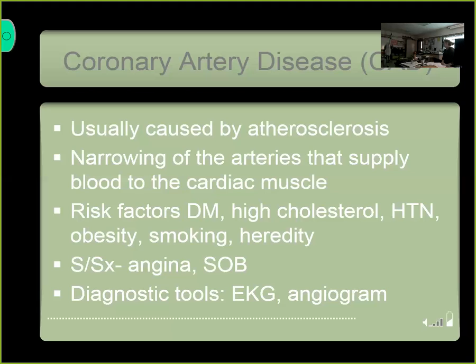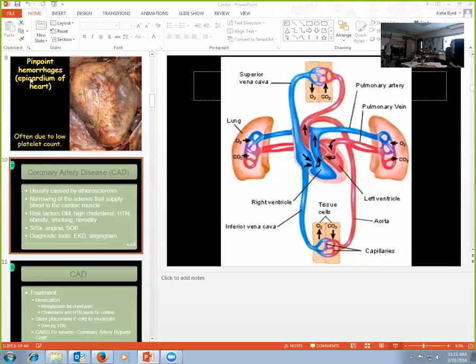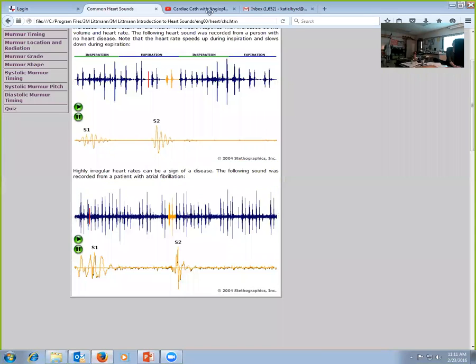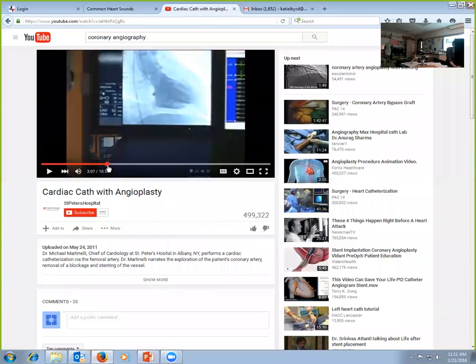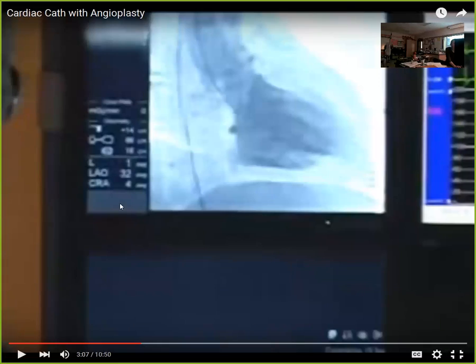And the things they use to diagnose CAD are an EKG, which is an electrocardiogram, or an angiogram, which would be a picture record of the blood vessel. So let me show you an angiogram. This is pretty cool.